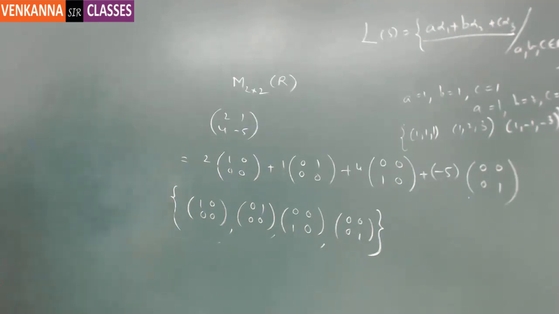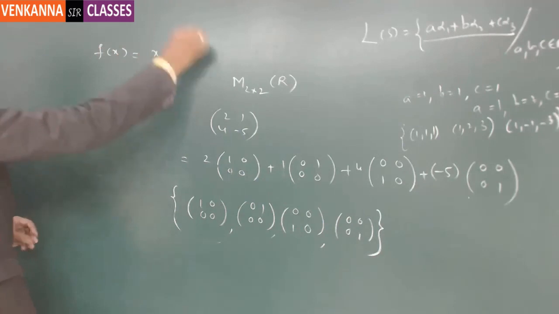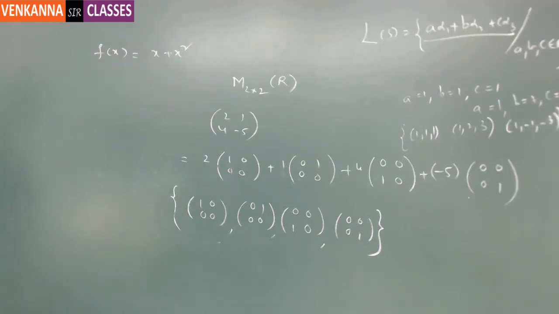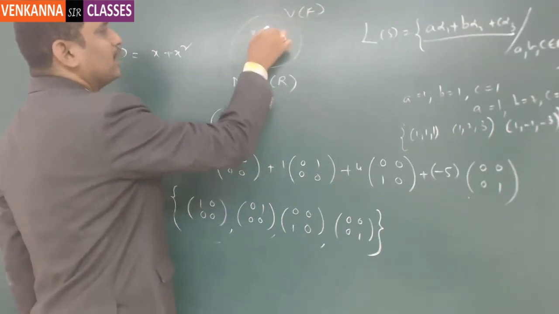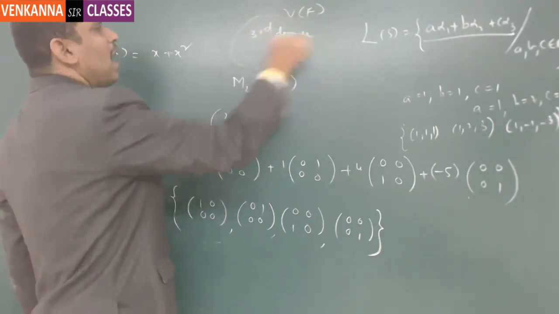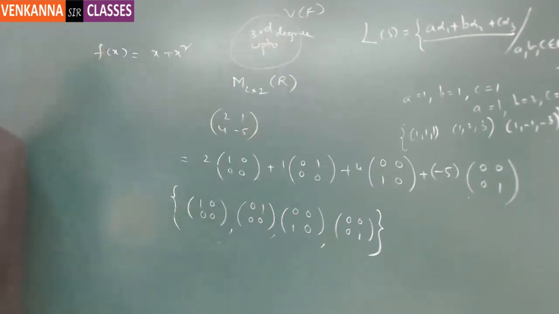Let me take one more small example. Suppose we have taken a polynomial, x plus x square. Let me say I have taken the vector space V of F, all polynomials up to third degree. I am taking constant polynomials, first degree polynomials, second degree polynomials, and third degree polynomials. If I took all these polynomials into one set and called that a vector space, then what is the spanning set for it?